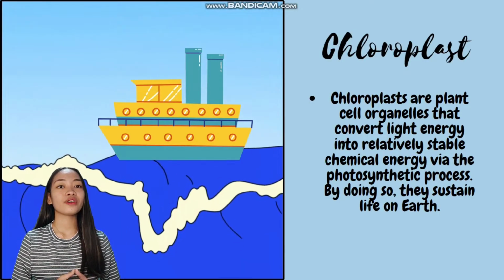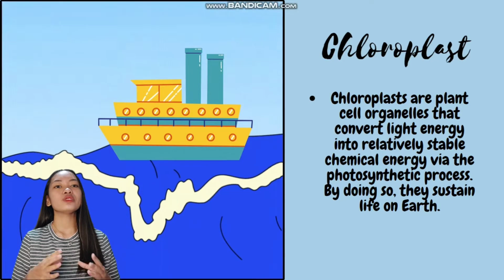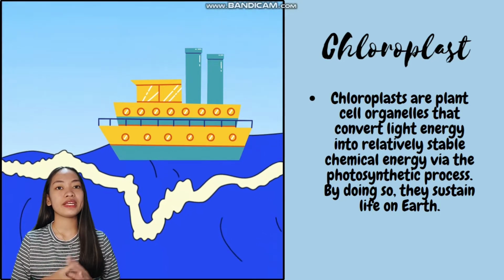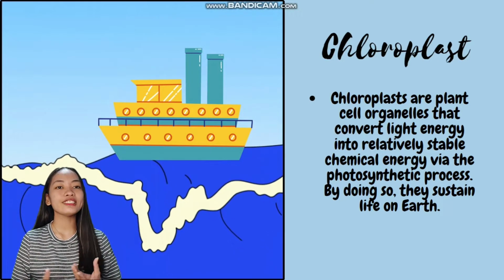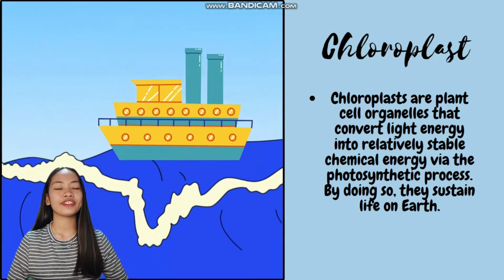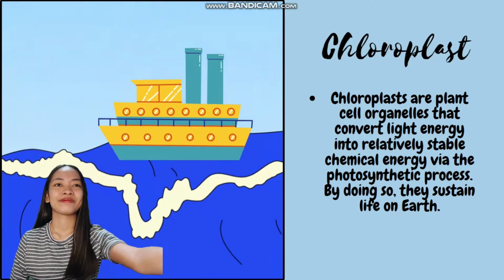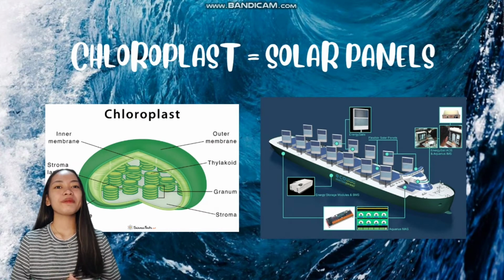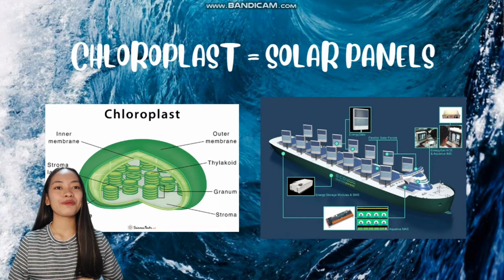Chloroplast is only found in plant cells. This is where photosynthesis takes place, or where sunlight is converted into usable energy. In a cruise ship, this can be compared to solar panels.